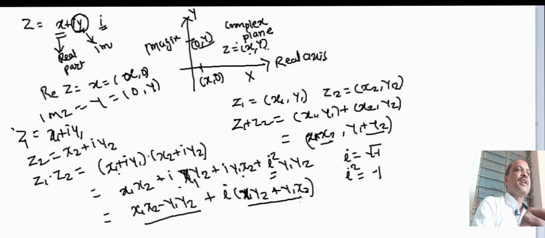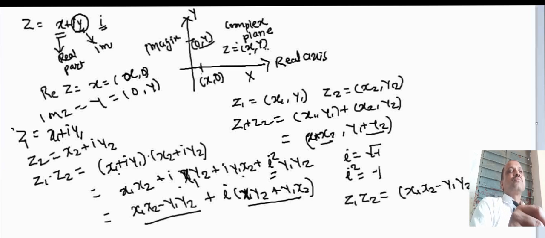Therefore, we get z1 into z2 equal to x1 x2 minus y1 y2 comma x1 into y2 plus y1 into x2. So in terms of ordered pairs, z1 into z2 equals x1 x2 minus y1 y2 comma x1 y2 plus y1 x2. This is the multiplication of two complex numbers, as well as the addition of two complex numbers.